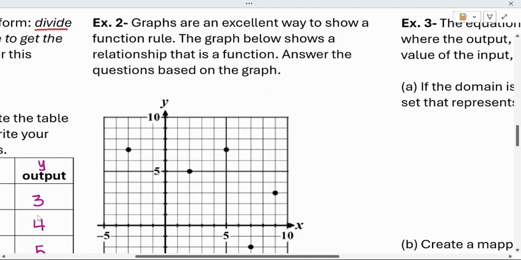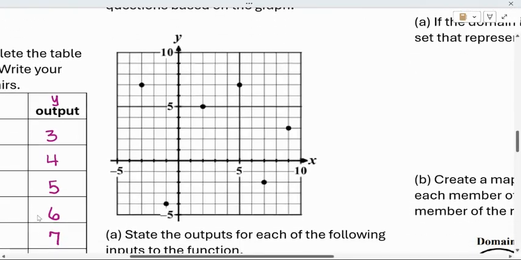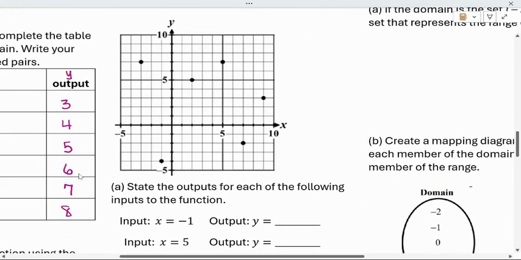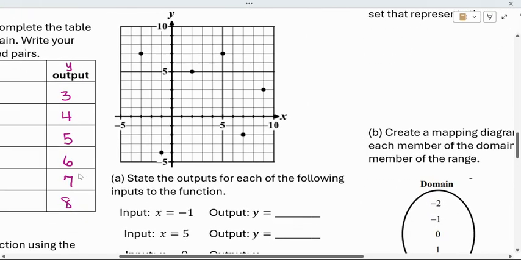Graphs are an excellent way to show a function rule. The graph below shows a relationship that is a function. We have to answer the questions based on the graph. So we're looking at this graph that has all of these points plotted, and we're going to have to answer some questions. So I'm going to color over these maybe in yellow so they hopefully pop on the screen for you so you can see them a little bit better.